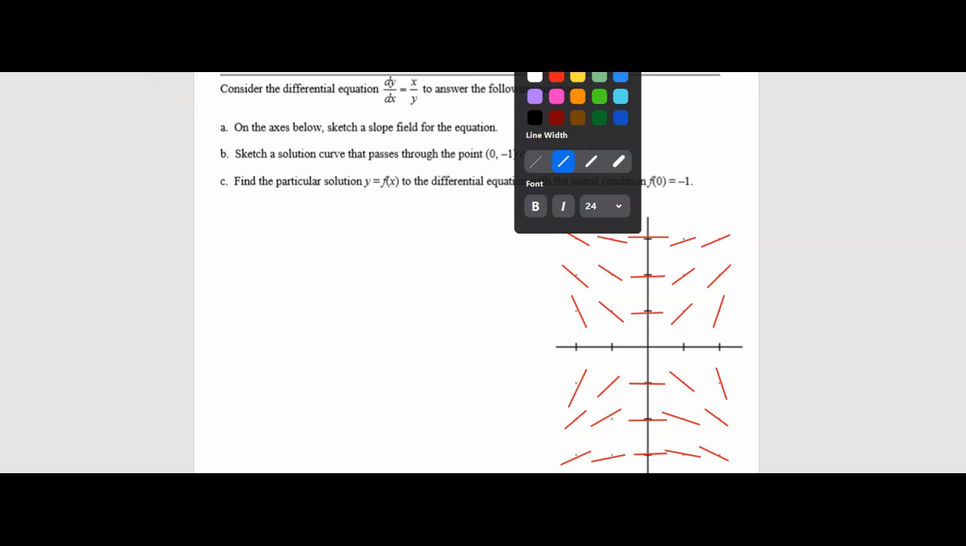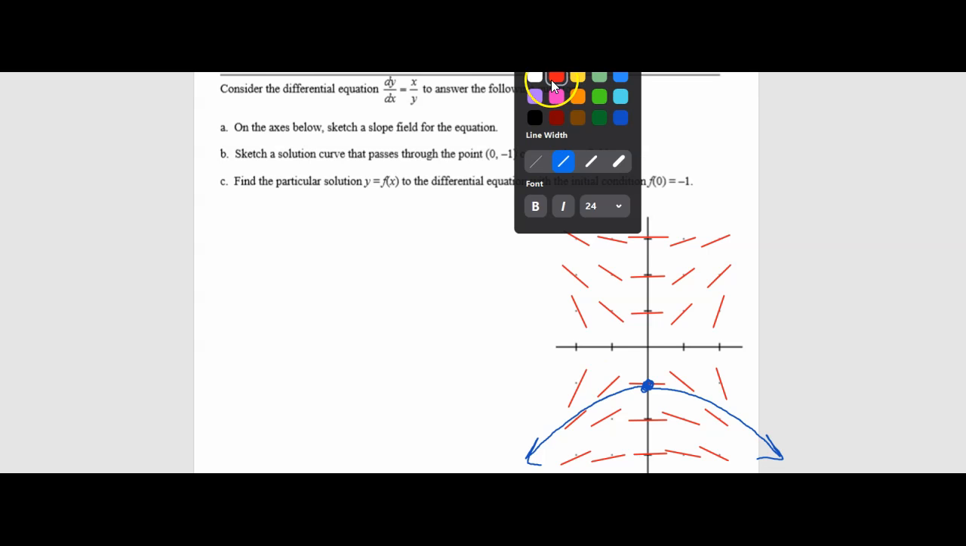Let's move on to part B, where it says sketch a solution curve that passes through the point 0, -1 on your slope field. The first thing I'm going to do is label the point 0, -1. And then I'm just going to sketch what it looks like as it moves away. Again, they're not looking for a perfect sketch. They're looking to see if you understand what the slope field is telling you to do with your function.